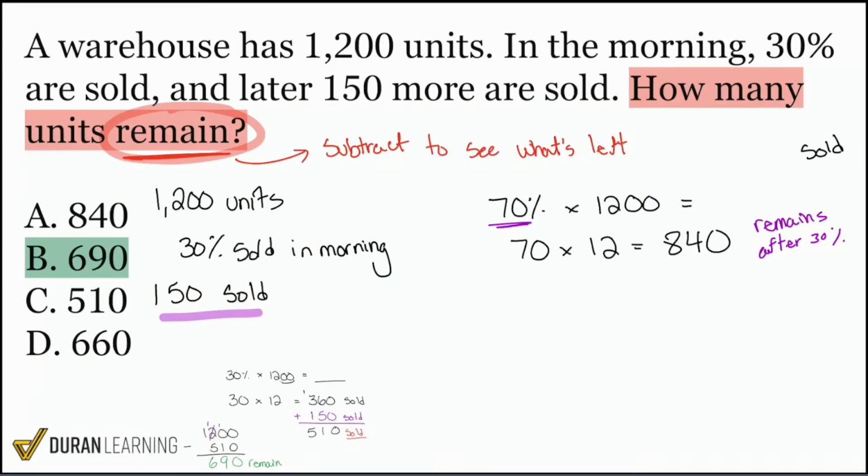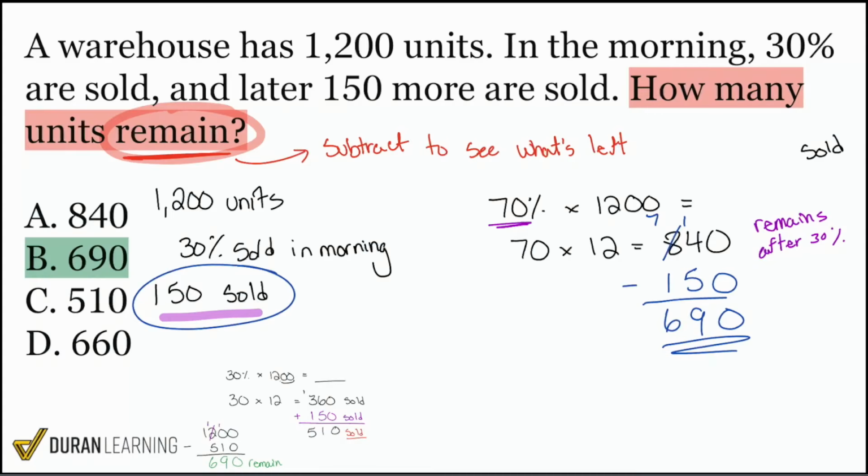And then if we subtract right over here, the 150 that we sold again, let's subtract this. 0 minus 0, that's going to be 0. 4 minus 5, can't do that, so I'll just borrow 1. 14 minus 5 is 9. 7 minus 1 is 6. And there we are. Same correct answer in just more than one way. So again, the correct answer here, my party people, is B, 690.